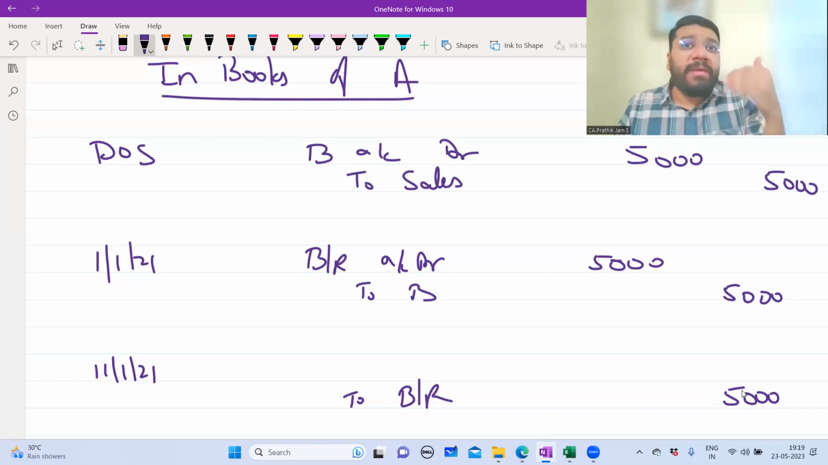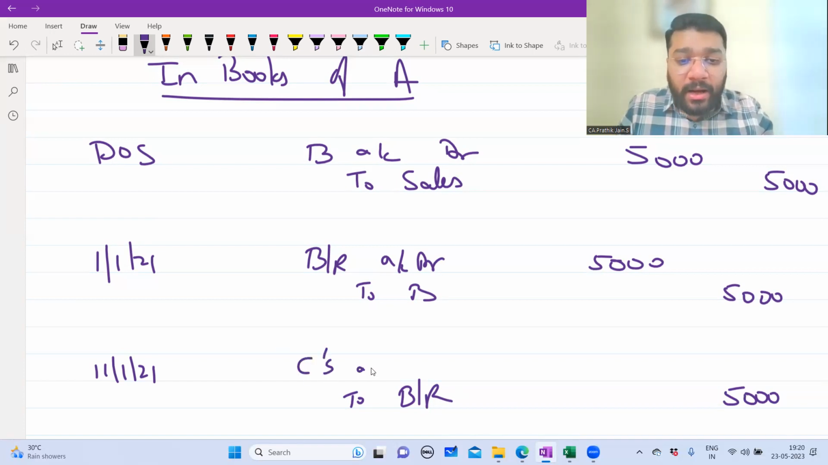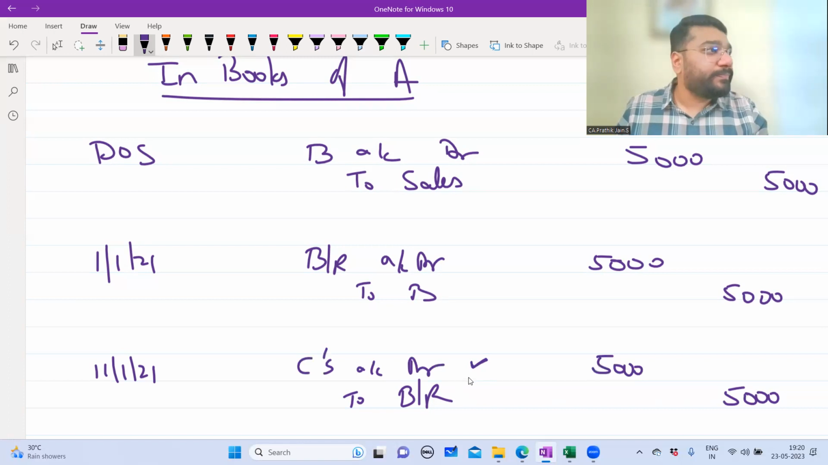We are making this bill as a payment to my creditor, which means the liability to my creditor has to be knocked off. Here the liability holder is C. So I need to close C's account by giving a debit. So C's account debit 5,000, to bills receivable. So this is the closure of the creditor's account.